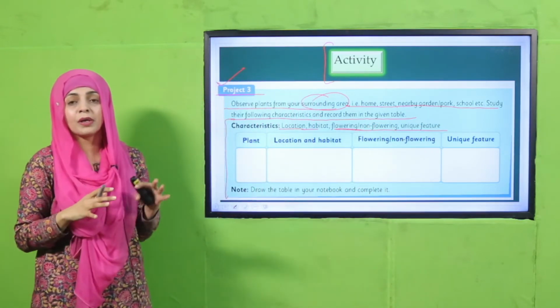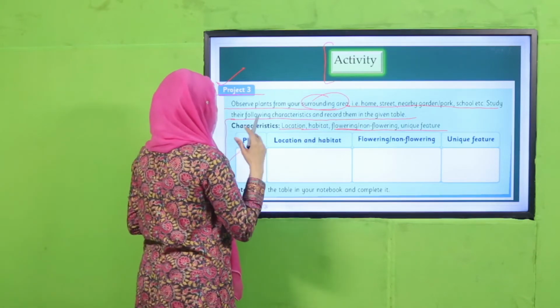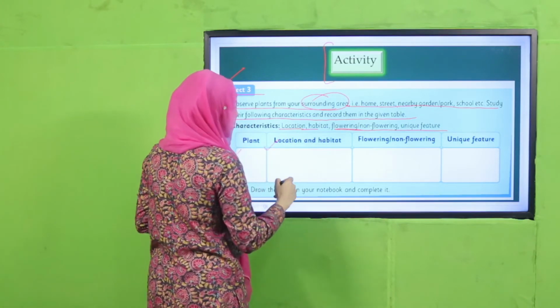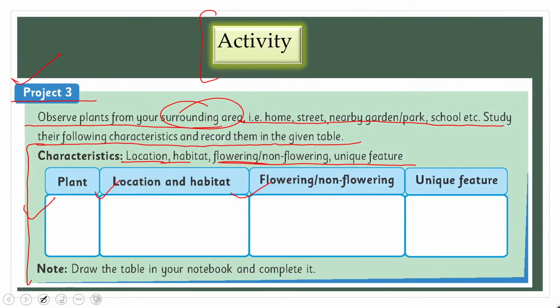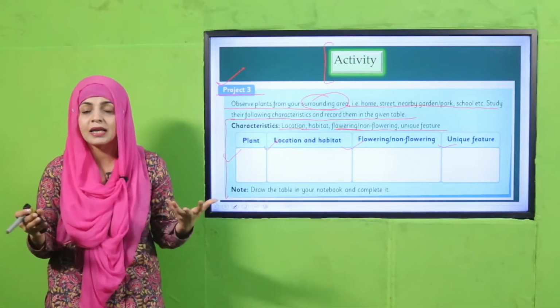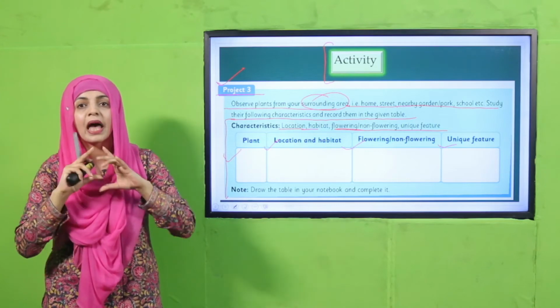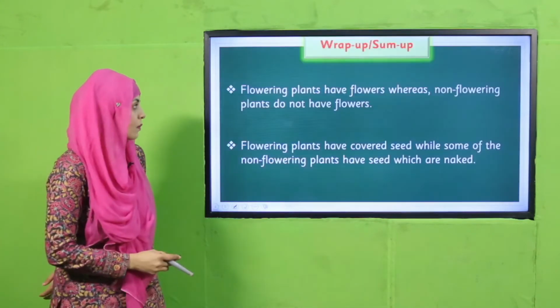के बिना पर आपने उनको कैटेगराइज करना है। ठीक है, यहाँ पर आप यू विल राइट डाउन द प्लांट नेम, वेयर डिड यू फाइंड इट, वेदर इट वाज फ्लावरिंग और नॉन फ्लावरिंग, एंड एनी यूनिक फीचर दैट यू फाइंड इन इट. ओके, you will write down it accordingly. Draw the table in your notebook and complete it. Okay, first you have done with the recordings, आपने record कर लिया सब कुछ, उसके बाद ये टेबल आप अपनी नोटबुक में ड्रॉ करेंगे नीटली, एंड देन यू विल फिल इट.